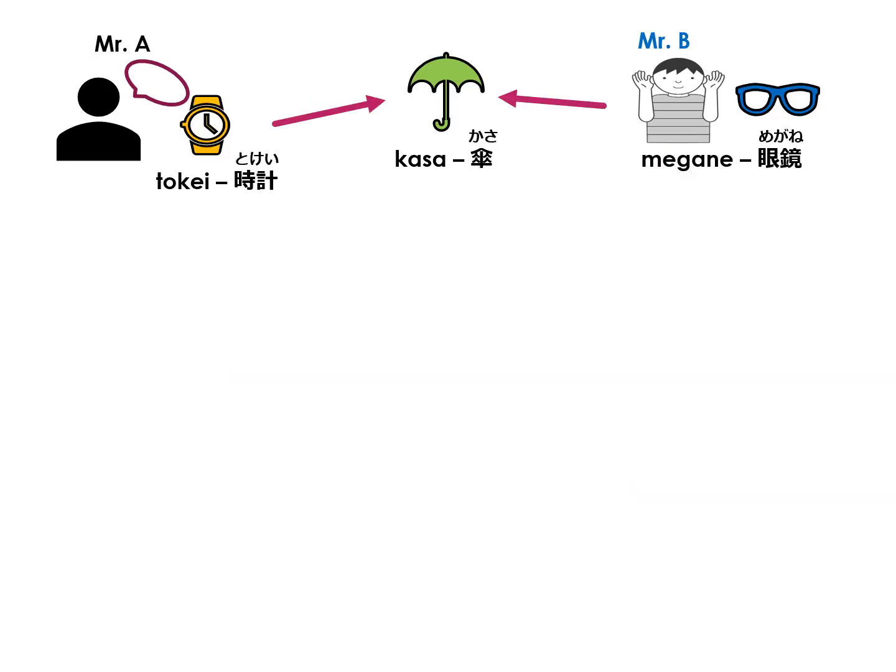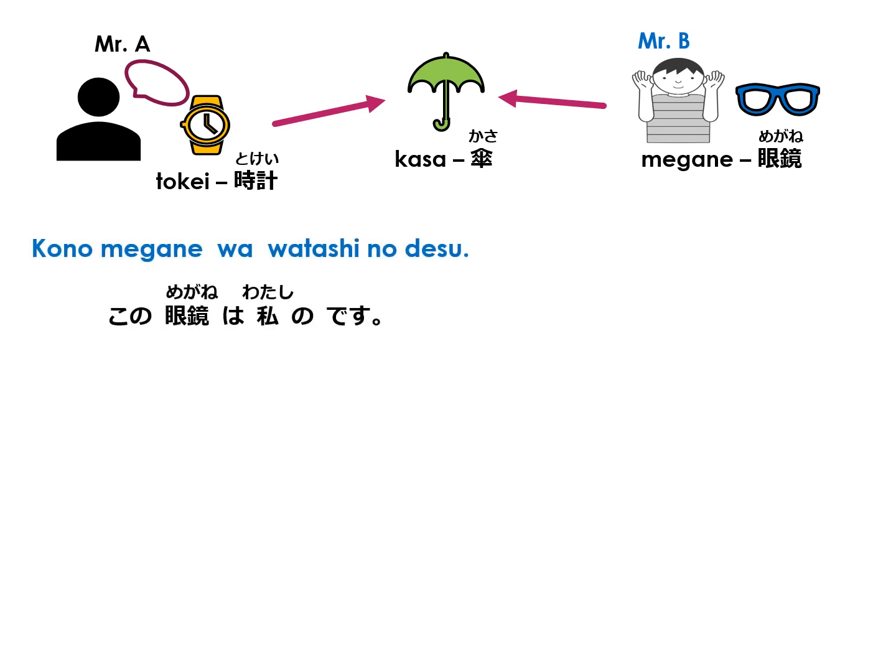Let's do some more practice by making sentences that Mr. B would say. Kono megane wa watashi no desu. Watashi means I, so watashi no means mine. Kono megane wa watashi no desu means these eyeglasses are mine. Oshare desu. Oshare means fashionable. Oshare desu means it is fashionable. We don't need a subject in this sense because it's understood we're talking about the eyeglasses, which was set as the topic by the particle wa in the previous sentence.